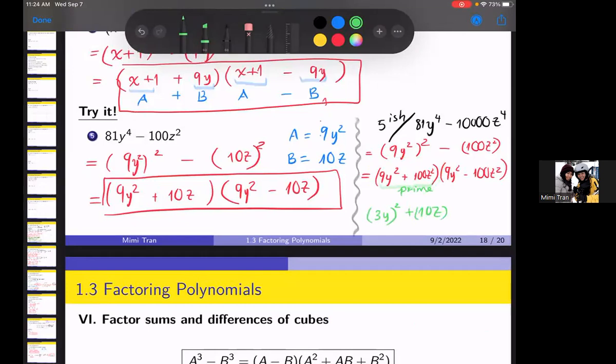Can you do it like that? Yes, you can. But it's not necessary because you cannot factor it further. So it's prime.